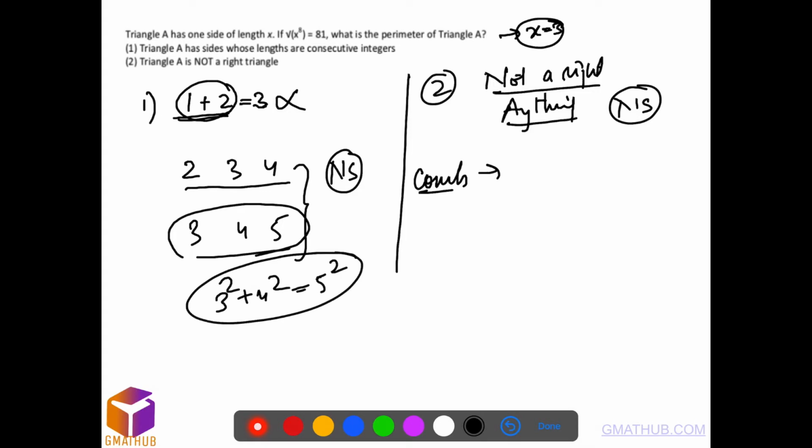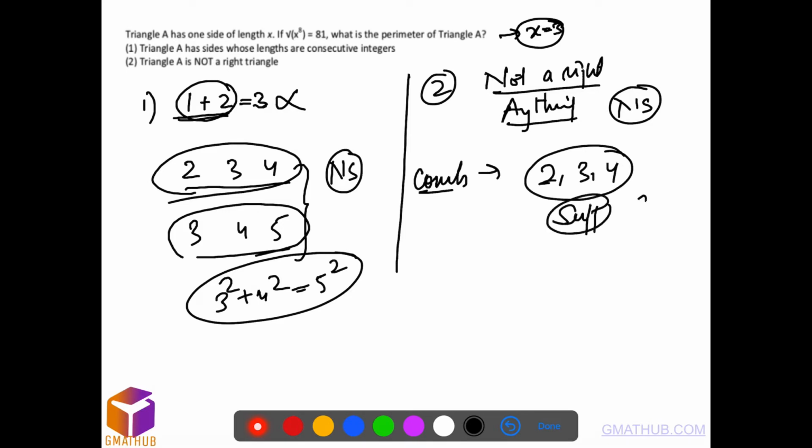Okay, now if we combine the two, that means both the statements must be satisfied. Only one, which is 2 3 4, will satisfy both the statements. So this would be sufficient. C would be the answer.